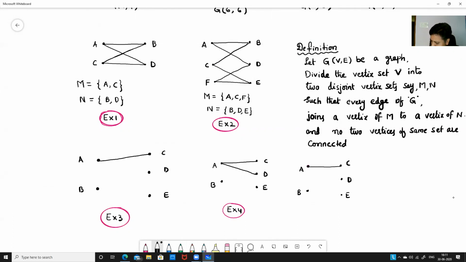Like A to C, and A to D, and B to C, B to D. Is it a bipartite graph? Yes, it is also a bipartite graph. Okay, but what is an invalid bipartite graph now?